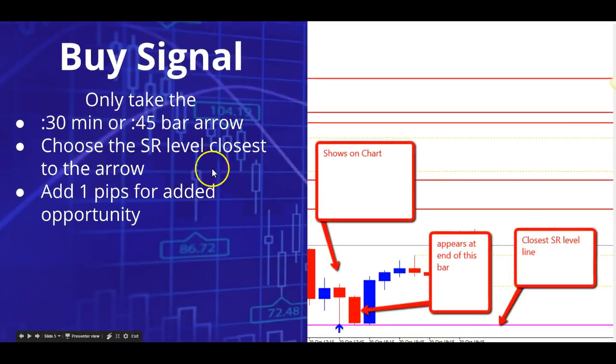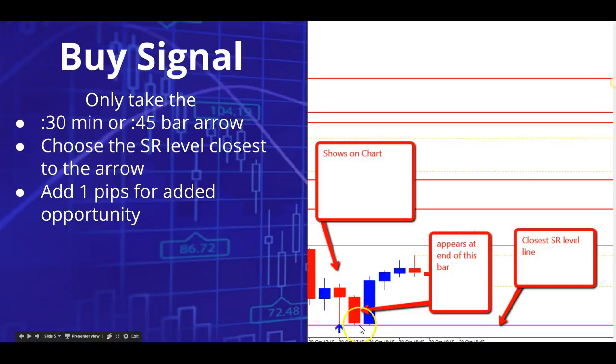On a buy signal, same thing, just in the reverse. You're going to use the 30 and 45-minute bar arrow, and you're going to use wherever the arrow appears, that level, the closest SR level as possible. Keep in mind, on intraday, there might be a 1 or 2 pip difference when you get over there. So make sure that you're always trying to stay higher and not lower into the trade.